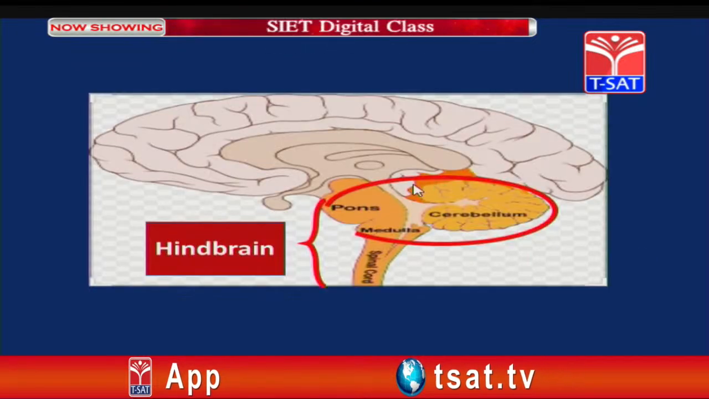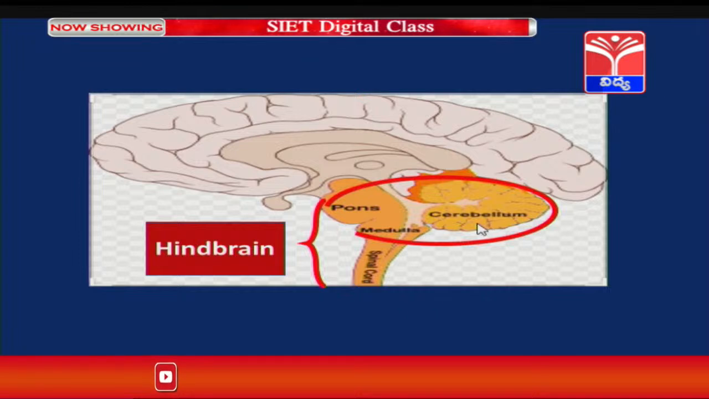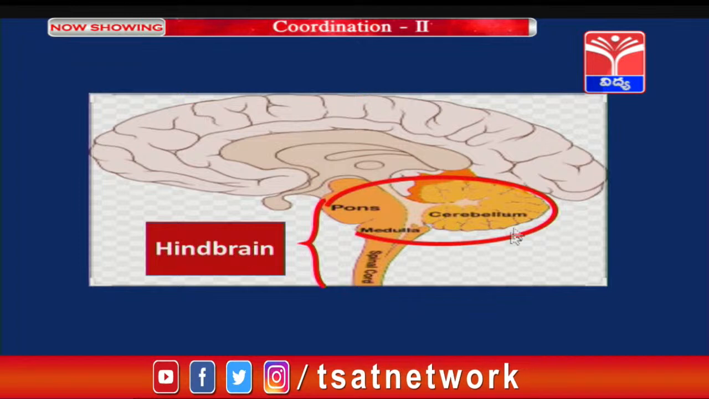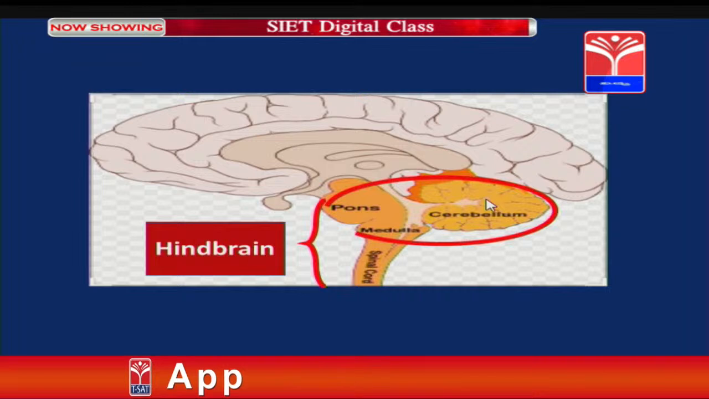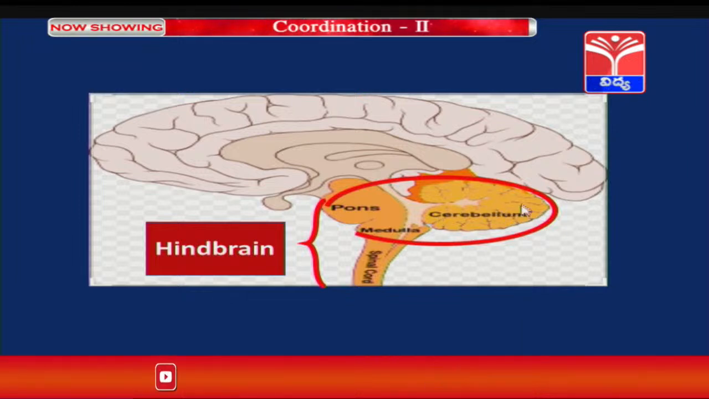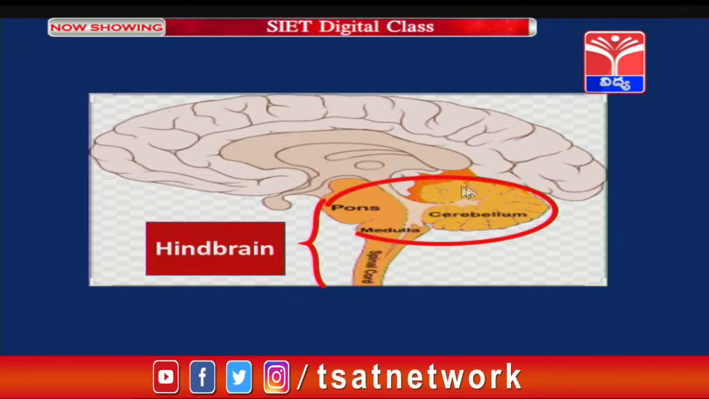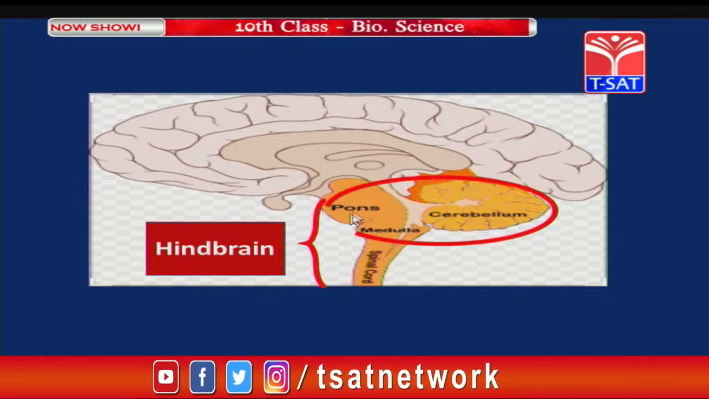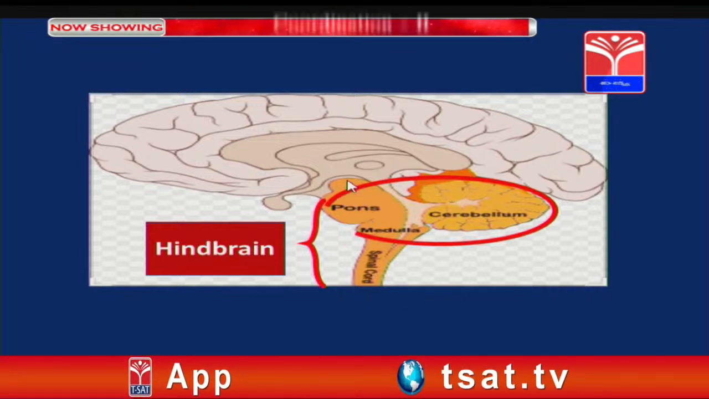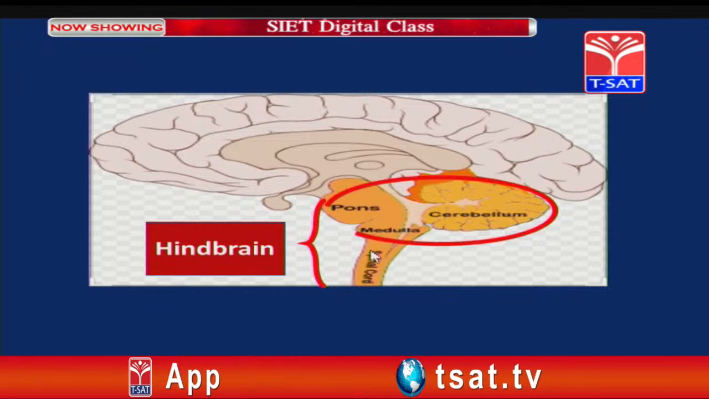Coming to the hindbrain, which consists of 3 parts. First one is cerebellum. The cerebellum is considered the second largest part of the human brain, which is also divided into 2 halves called cerebellar hemispheres, which are connected by a narrow vermis. This is also called the little brain. And this is pons varolii. This is situated in front of the cerebellum, just behind the midbrain.